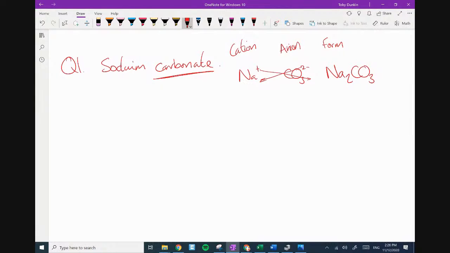Does everyone follow? Gonna do one more. Question number 2. Notice the difference. Let's go for calcium hydroxide. If you want to have a go at this, pause it, but this is a hard one, folks. Yeah, if you want to pause it, you can do. Cation, Ca2+, comes from the group in the periodic table. Anion, OH-. Now, here's the problem.